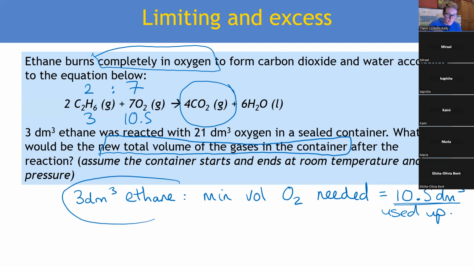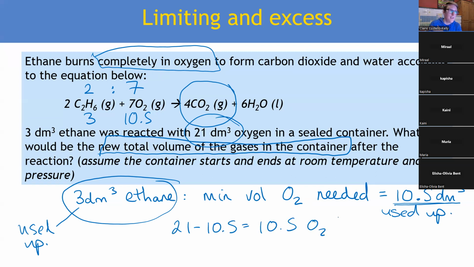3 decimeter cubed of ethane is also used up, because that's the limiting reagent. That means I started with 21 of oxygen. So 21 take 10.5 means I have 10.5 of oxygen left that didn't react, because it didn't have enough ethane. Then I just need to work out how much CO2 I made, and that's hopefully relatively straightforward, just using the moles in the equation.